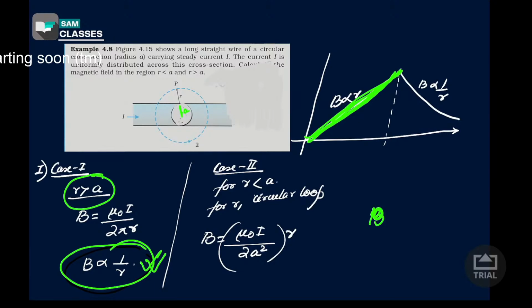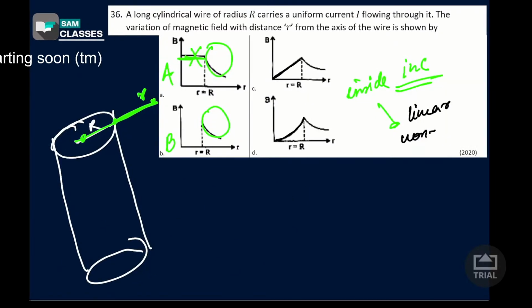So when R is in the inside part, it is directly proportional. So it will be a straight line. And after that, it will be inversely proportional, so a rectangular hyperbola. Which one will be the answer here? C or D? The answer will be this only. Clear?